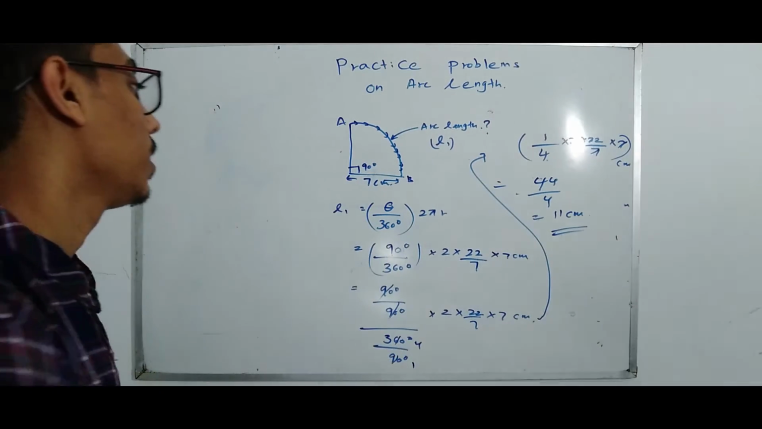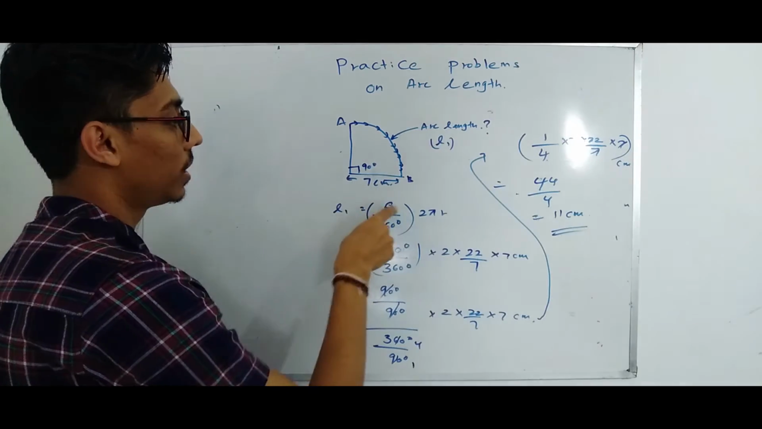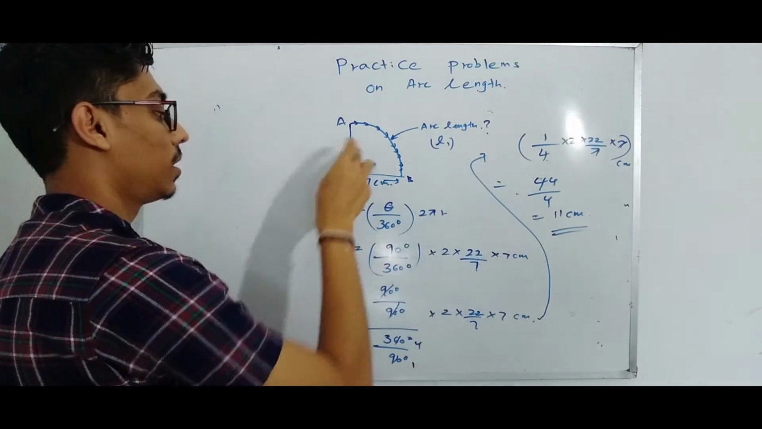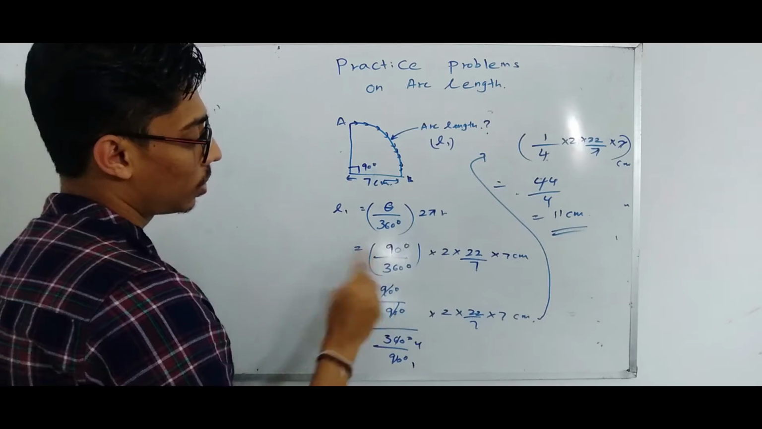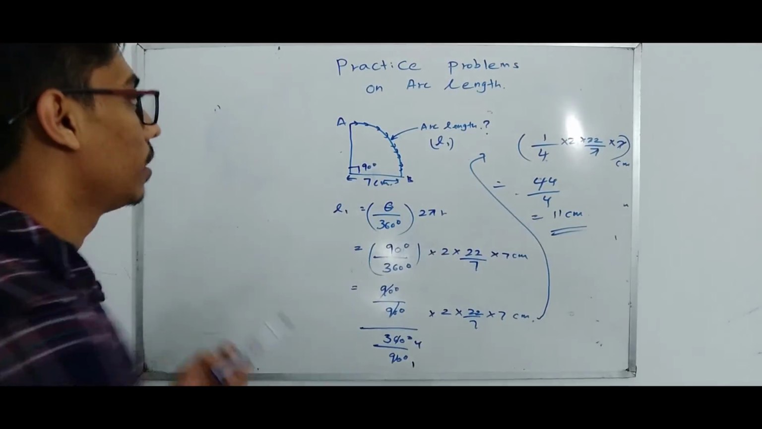So this is how I get it. I use this equation for theta, the angle, which is represented in this instance by 90 degrees: 90 degrees over 360 into 2 pi r. If I solve this, I get this. So let me list this as well.